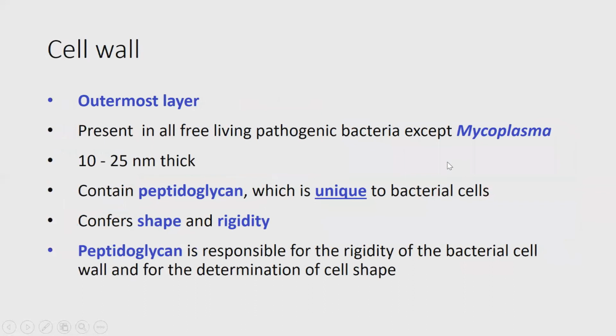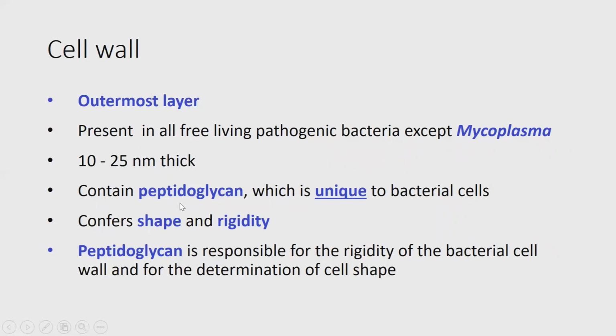So now let's move on to the cell wall. Cell wall is the outermost portion of the bacteria. And as I said, whenever you hear something exceptional, here comes the mycoplasma, the disobedient child. So mycoplasma does not have a cell wall, but all the other bacteria do have the cell wall. It's about 10 to 25 nanometers thick.